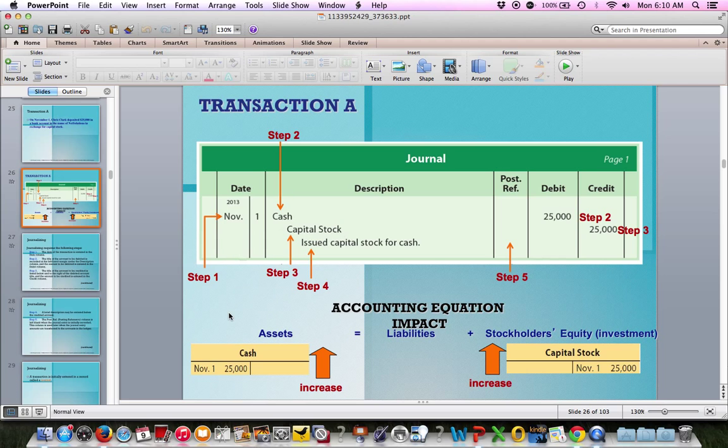And so I've got assets here with cash, debit at $25,000 because cash is going up. I debit cash to make it go up, and I credit capital stock because it's the owner's investment, and so that goes up and I give it a credit. And so I've got total debits, total credits are the same, and my transaction balances.